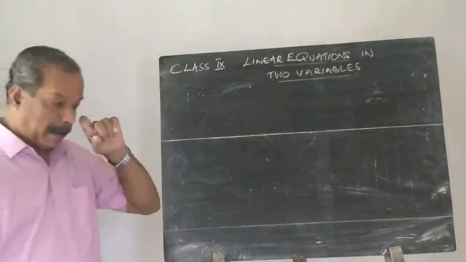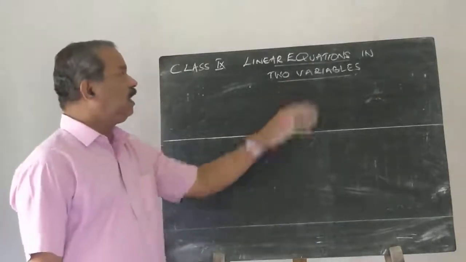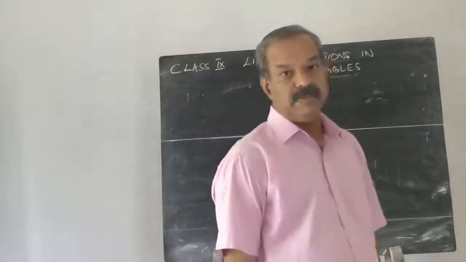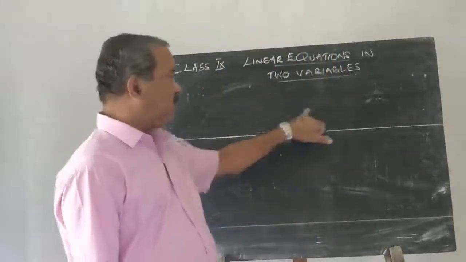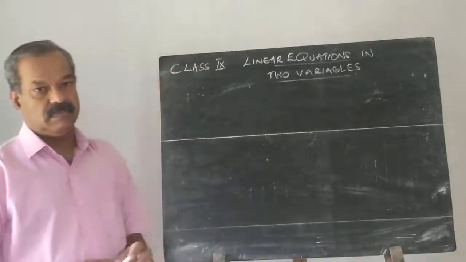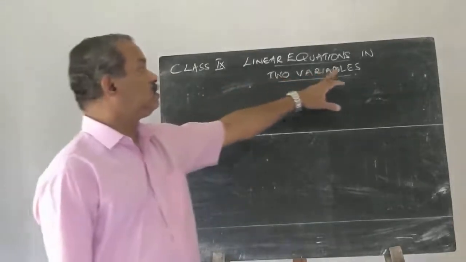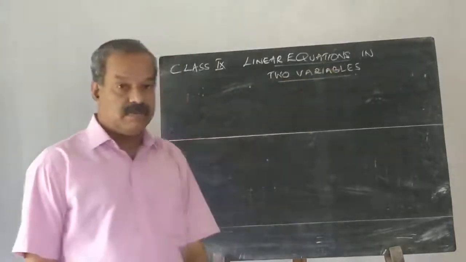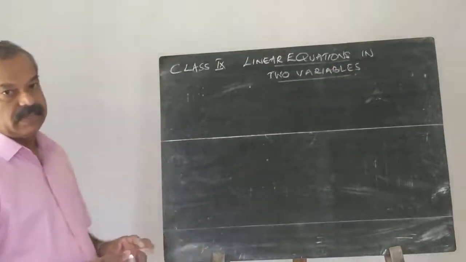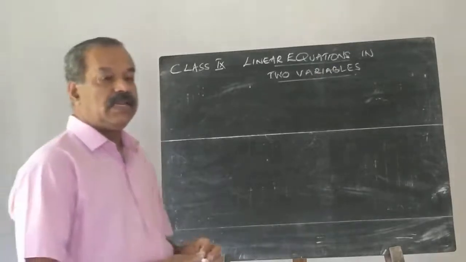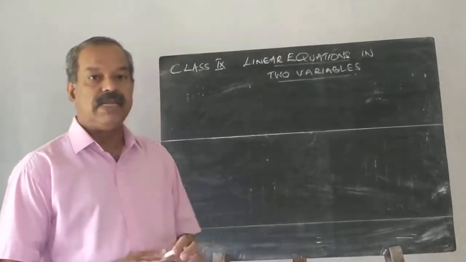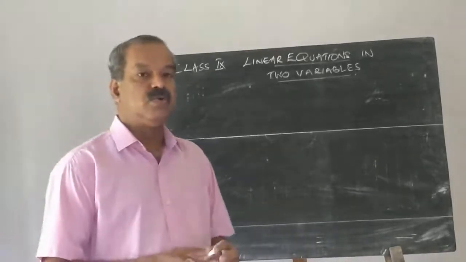Now in this lesson, we are going to learn linear equations in two variables. In a linear equation in one variable, we consider only one variable, say x. But a linear equation in two variables contains two variables, say x and y. Then how will you frame a linear equation, or what are the situations in which we form linear equations in two variables?